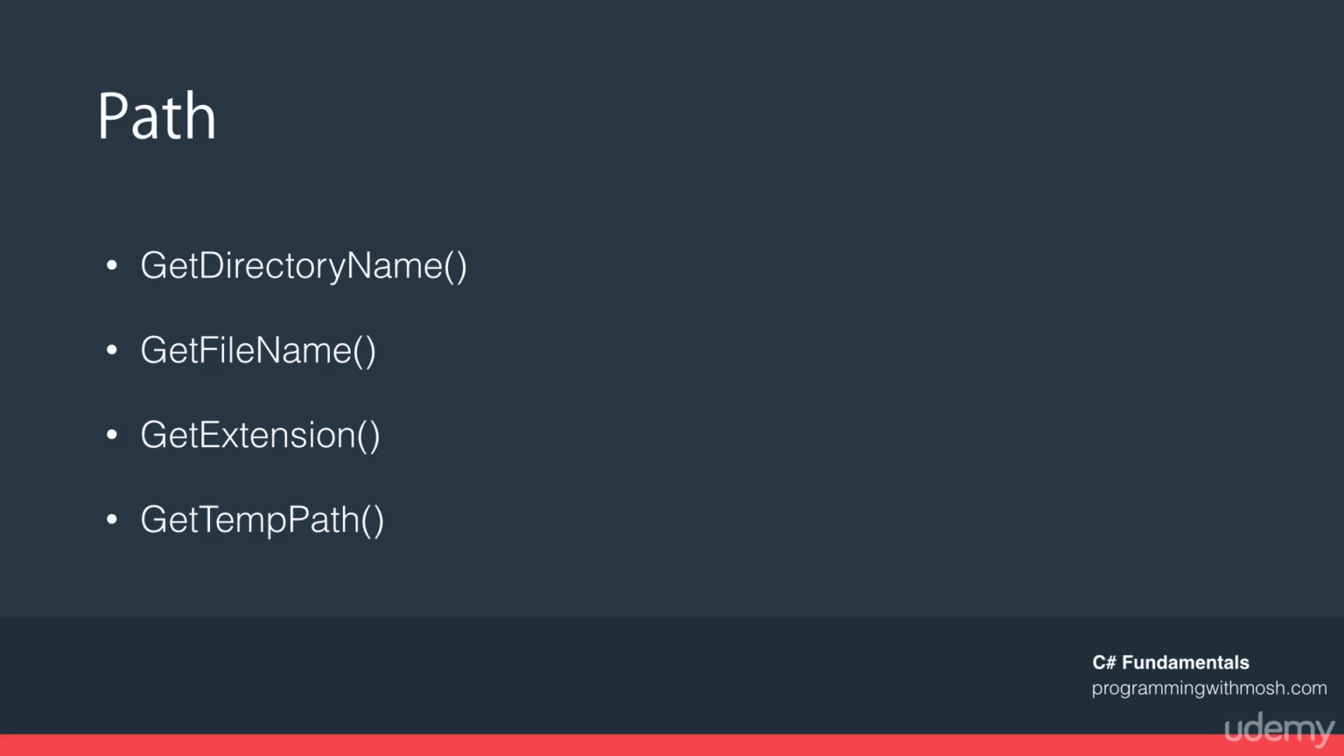We also have the Path class, which provides methods to work with a string that contains file or directory path information. And here are some useful methods of the Path class. GetDirectoryName, GetFileName, GetExtension, which is very useful. Let's say you have a path and you want to get only the extension of that path. So you don't want to process a string yourself, you just want to get the extension. So you simply call Path.GetExtension and provide your string there. We also have GetTempPath, which returns the path of the current user's temporary folder.